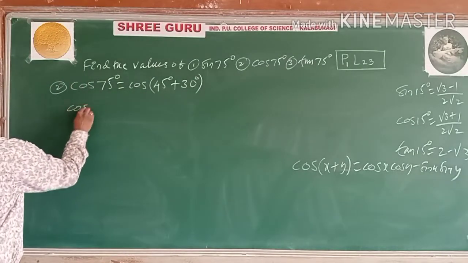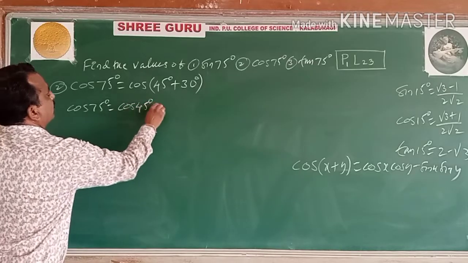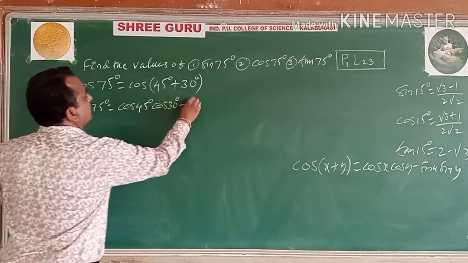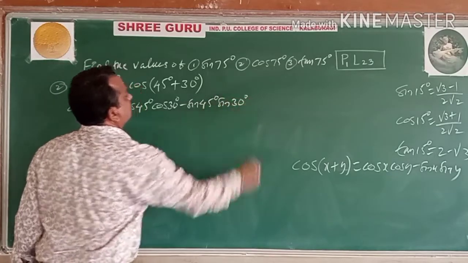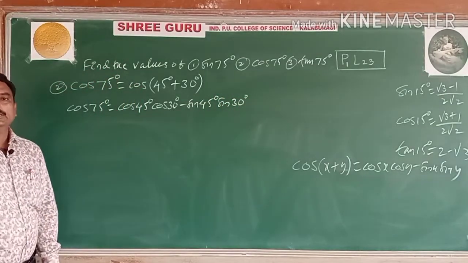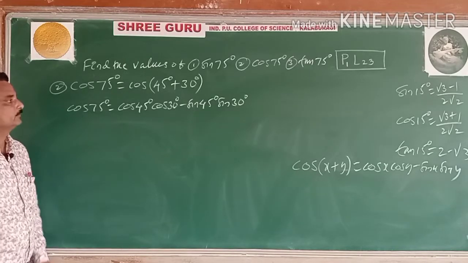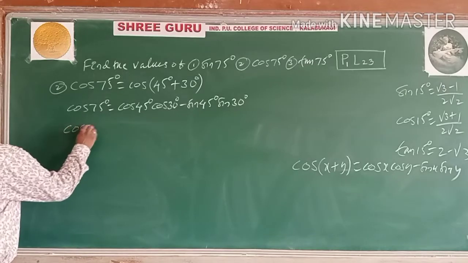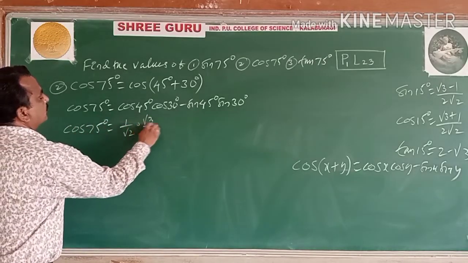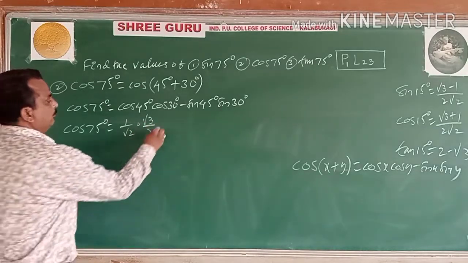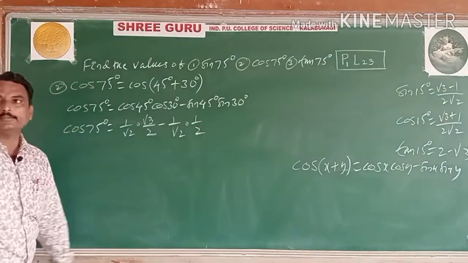Now see here. Cos 75 degrees is equal to cos 45 cos 30 minus sin 45 sin 30. Substituting the values: what is cos 45? 1 by √2. Cos 30, √3 by 2. Minus, what is sin 45? 1 by √2. What is sin 30? 1 by 2 it is.